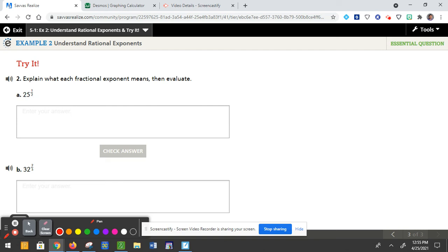And then for part B, 32 raised to the power of 2/5 is the same thing as the 5th root of 32, squared. The 5th root of 32 is 2. And then when you square 2, you get 4. So the answer to part B would be 4.